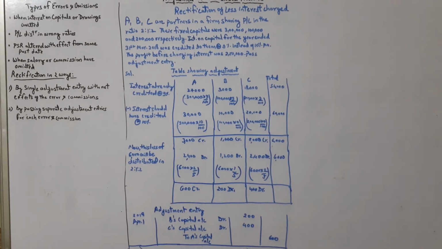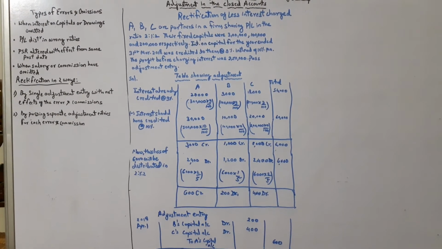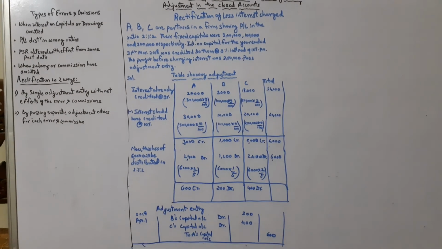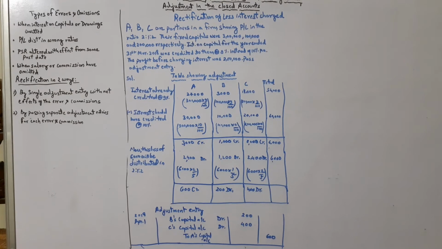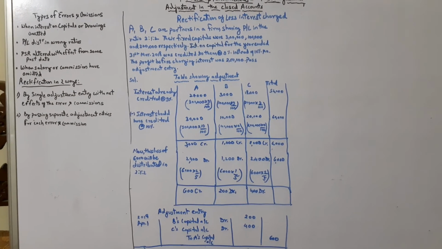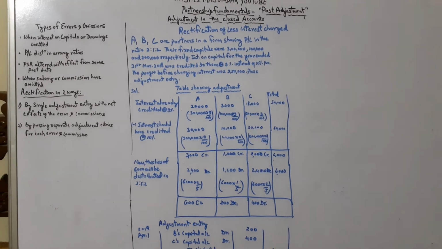After doing this, pass the adjustment entry. Whosoever is debited, make them debit. Whosoever is credited, make them credit. Like in this case, B and C are debited, and A's capital is credited with 600. So this is how you pass the rectification entry or adjustment entry.